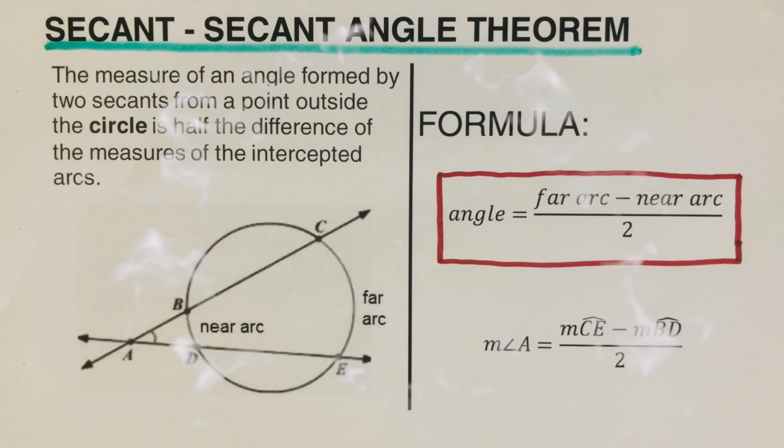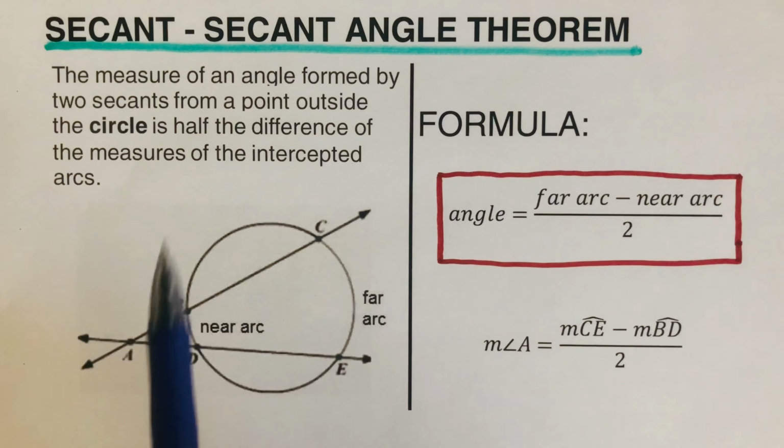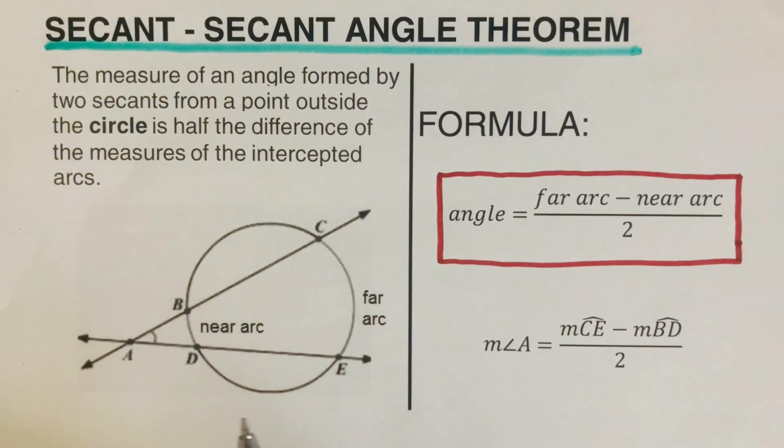Everyone, in this video we are going to look into the secant-secant angle theorem. So in this picture that we have here, we got a circle, and this line AC is a secant because it's touching the circle twice and it went through the circle, and this line AE is also another secant because it touches the circle twice and it went through the circle.